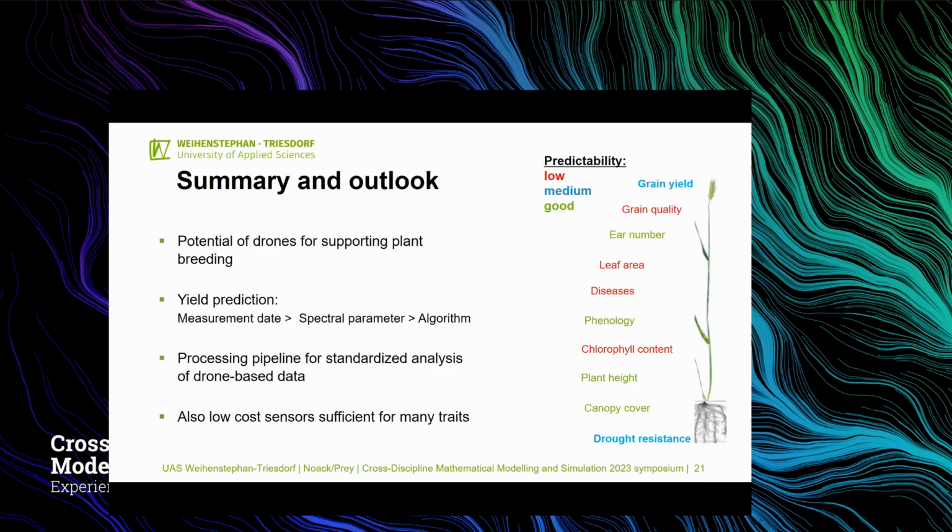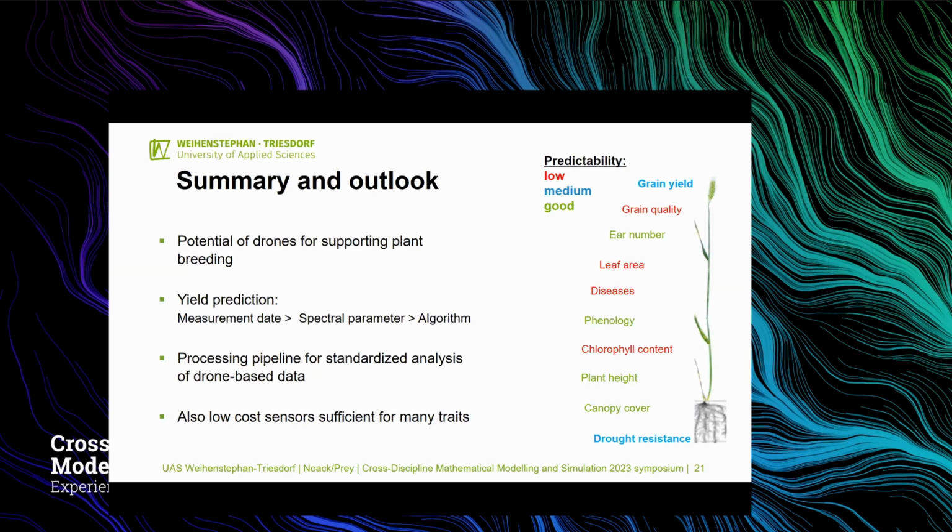To give you a summary, we see a large potential in using drones and machine learning for supporting plant breeding. Plant breeding has got a lot of issues because we want to use less herbicides and pesticides. We want to use less fertilizer and to produce more grain and other products in order to support feeding the world, especially with a background of climate change.